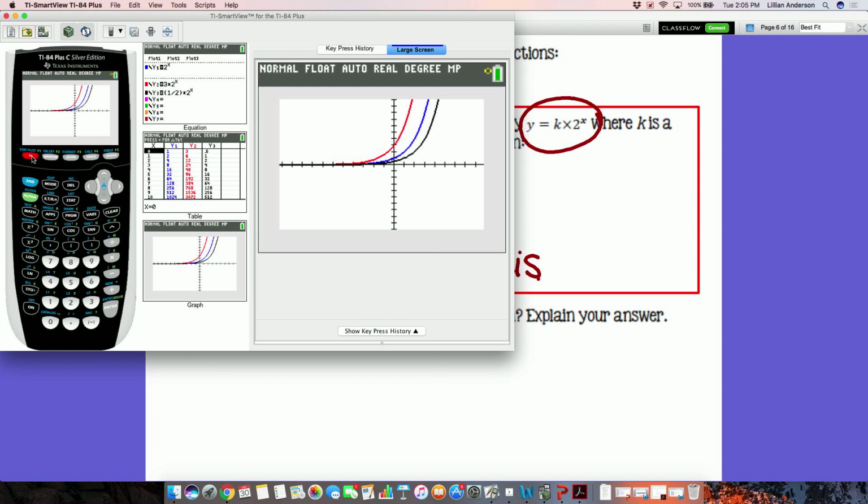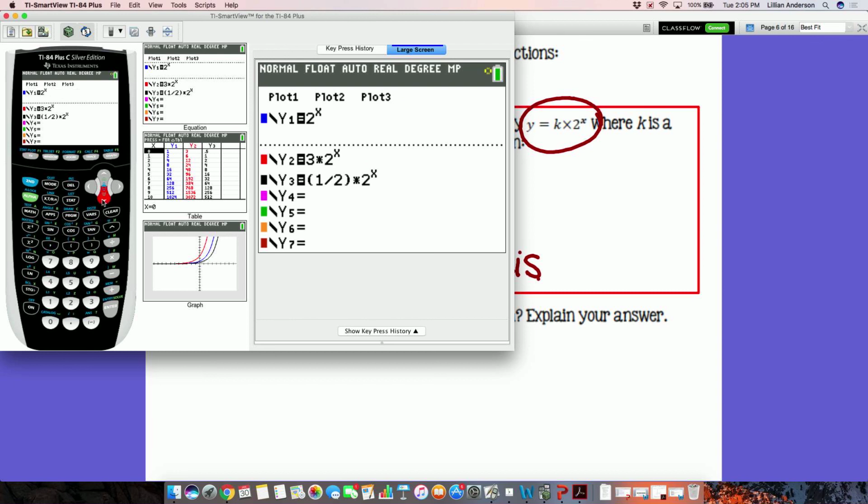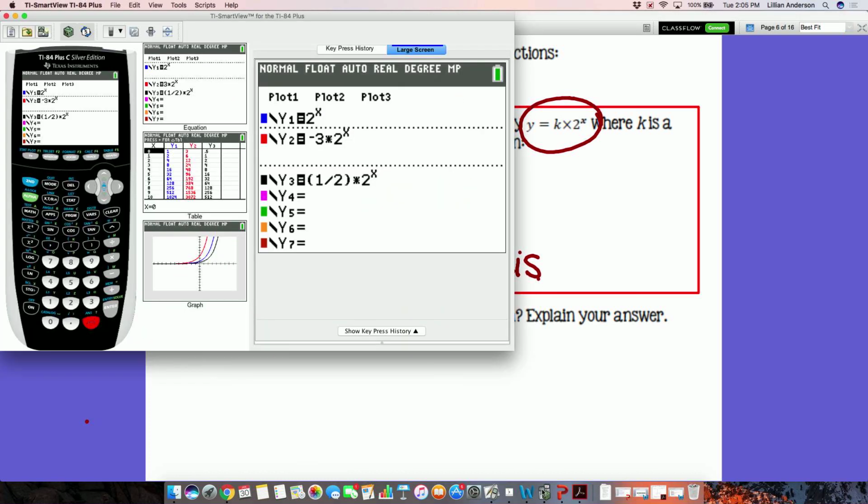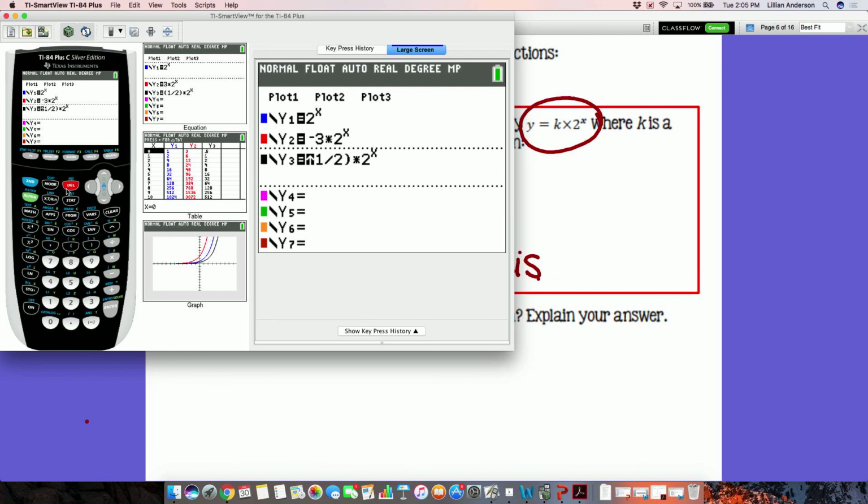Real quick. One of them was a -3, right? If I press second delete, I can insert a negative without having to retype everything. Everybody knew about that one, right? And then -1/2. Insert a negative.